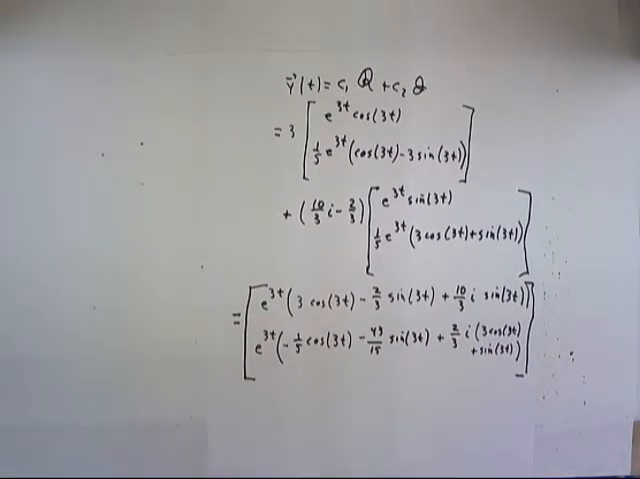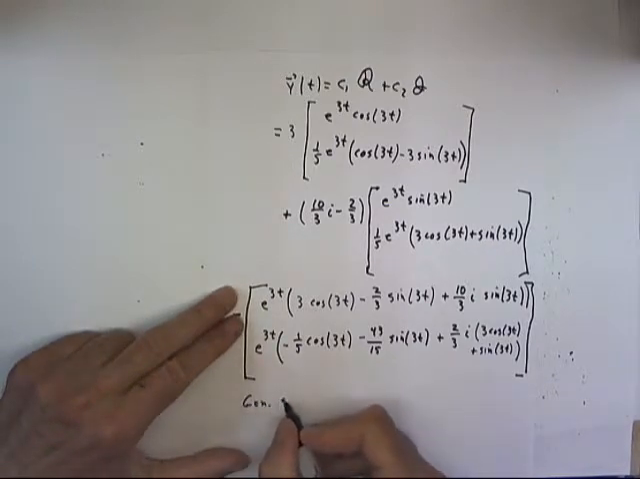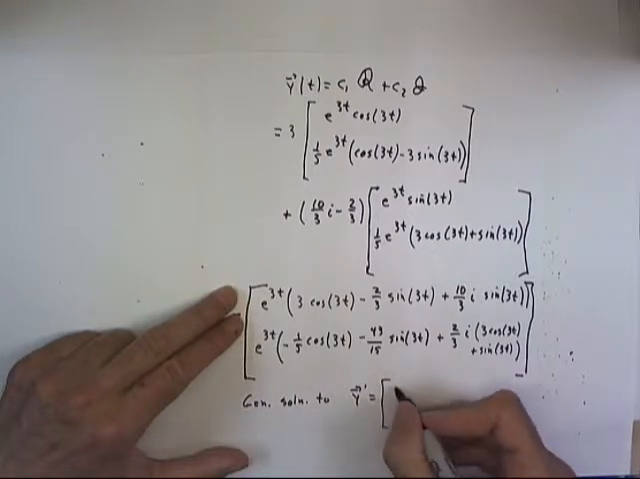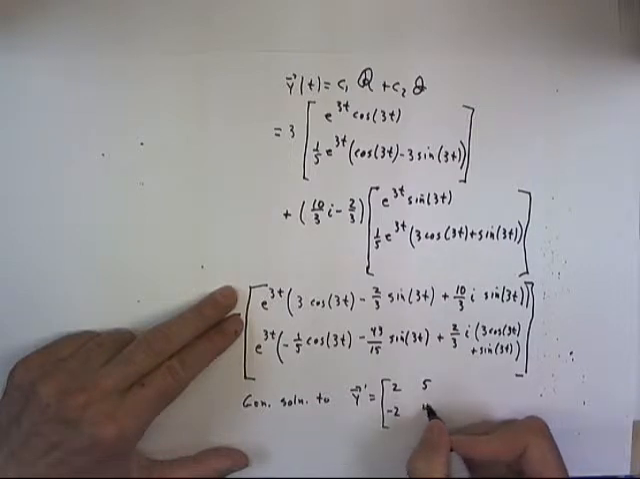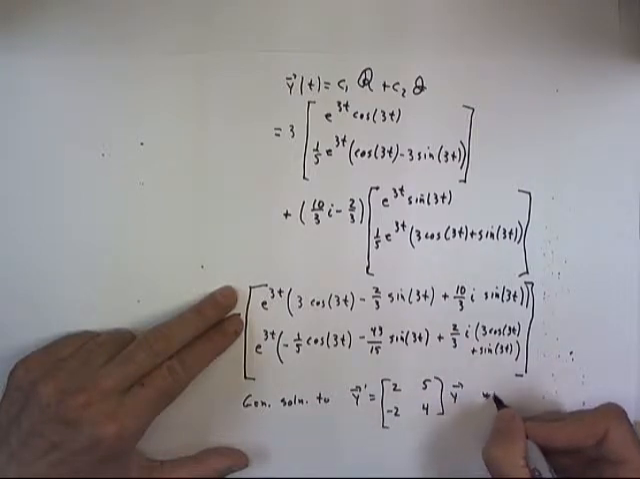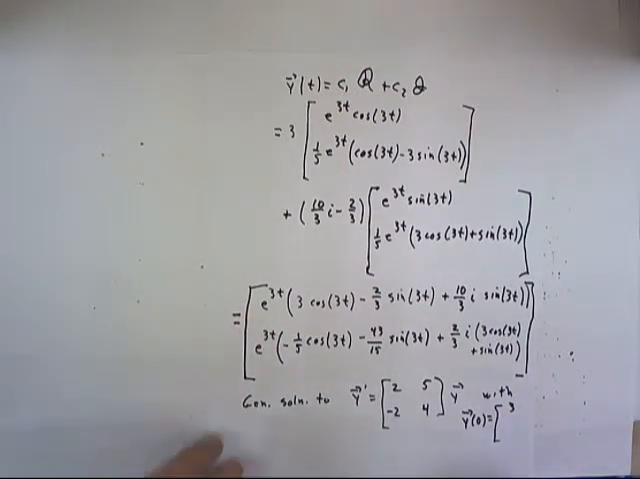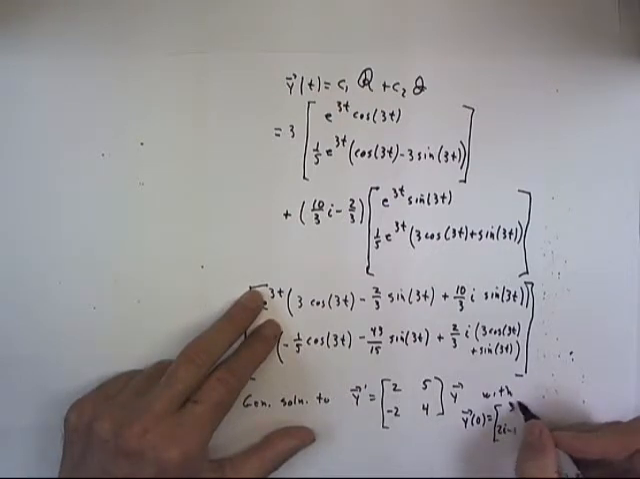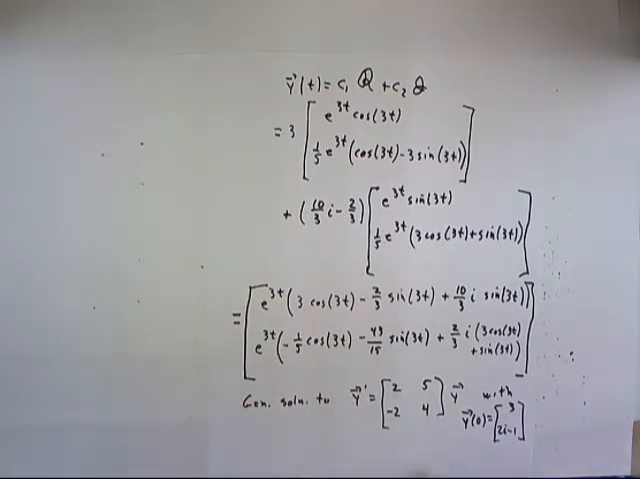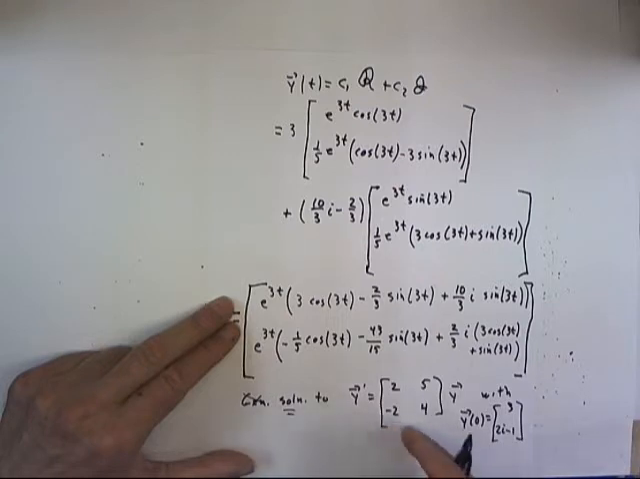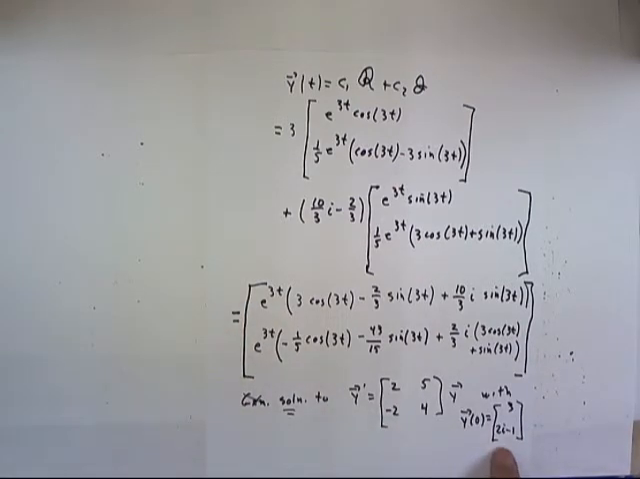This is our solution to the system y prime equals, let's see if I remember this right, 2, 5, negative 4, y, with y of 0 equal to 3, 1 minus 2i. Let's see, I've got to look back. 2i minus 1. And when I say general solution, the word general doesn't belong there. It's just a solution with this initial condition.